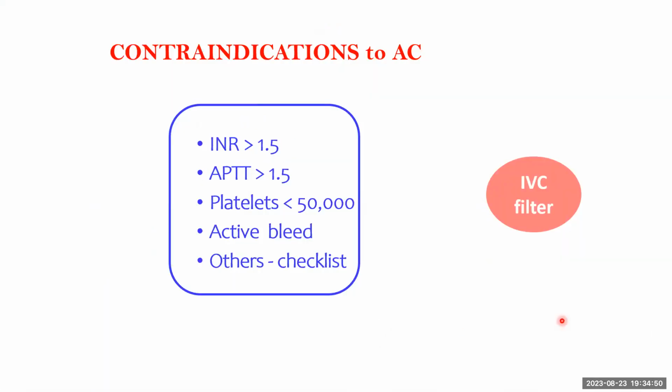Contraindications: some general contraindications are INR greater than 1.5, APTT greater than 1.5 times, platelets less than 50,000, any active bleed, and there's a long list of checklists. You should go through that before starting anticoagulation.